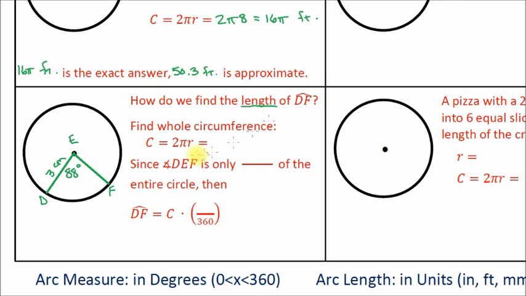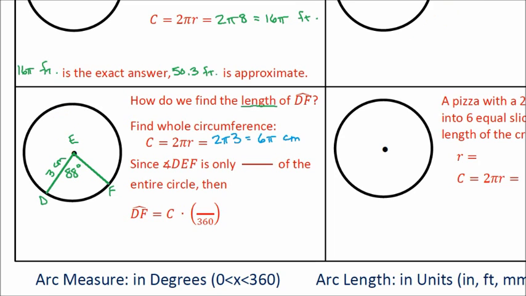Step number 1, find the whole circumference. We know circumference is 2 pi r. It's going to be 2 times pi times the radius, which is 3. Remember, we can multiply the 2 and 3 together and we get 6 pi, and our unit of measure is centimeters. So there's our whole circle, the length all the way around the circle.